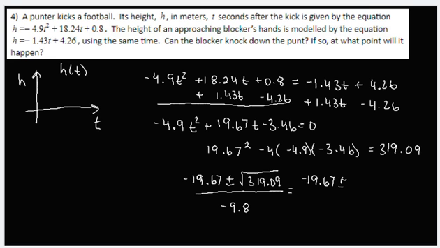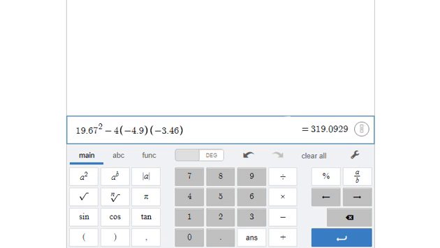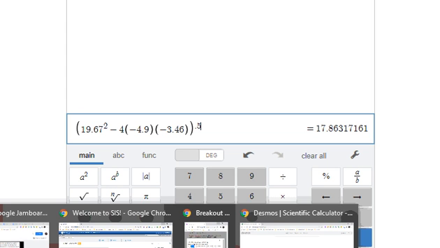19.67 plus or minus. And now, remembering what I said about waiting until the end to round off our numbers, we can take this number and work a little bit of magic here. If I raise this to the 1/2 power, that's the same thing as taking the square root. So I'm going to raise that to the 1/2 power. So 17.863. Let's remember 17.863.